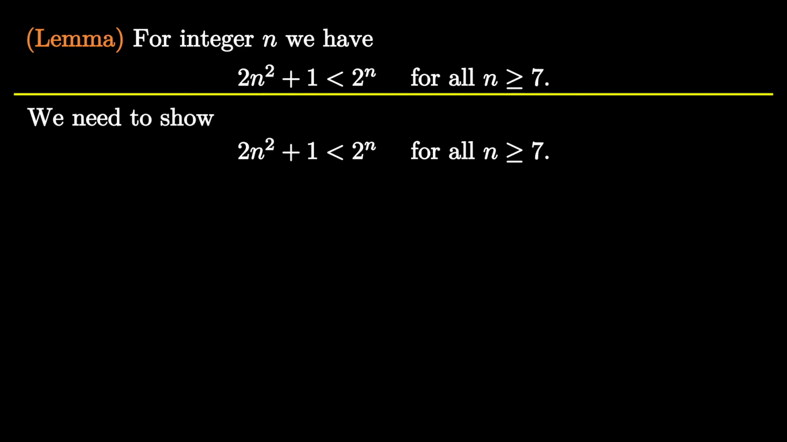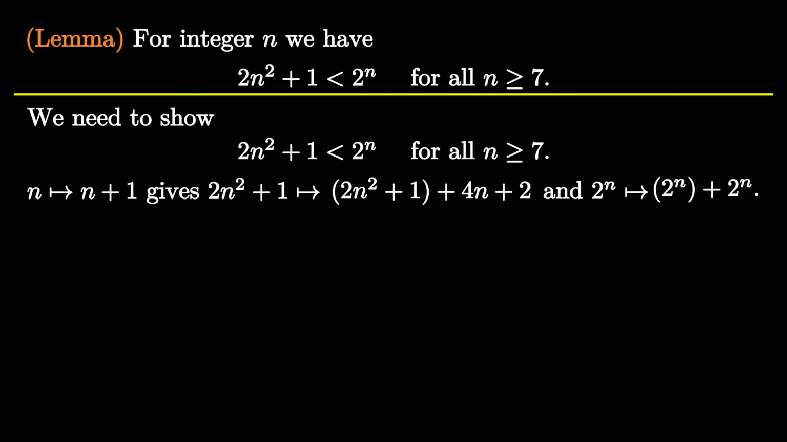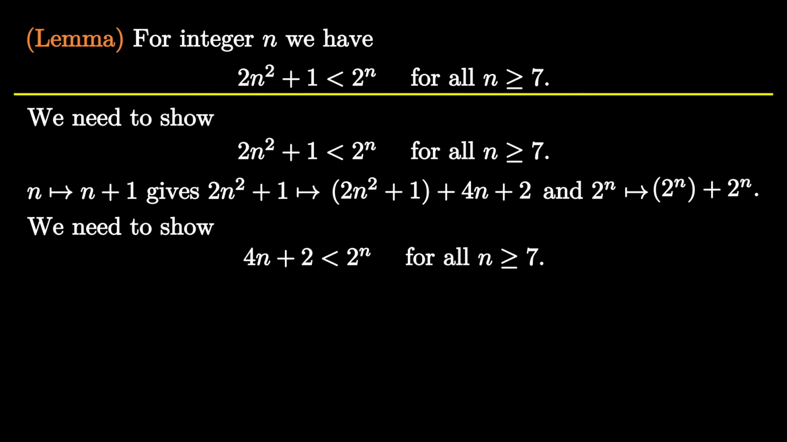The idea is that if we could show that when we increase n by 1, the increment at LHS is less than the increment at RHS, then it would prove the lemma. We see the increment in both sides when we increase n to n plus 1. The LHS is increased by 4n plus 2, while the RHS is increased by 2 power n. It means proving 4n plus 2 less than 2 power n for all n greater than or equal to 7 is sufficient to prove the lemma.